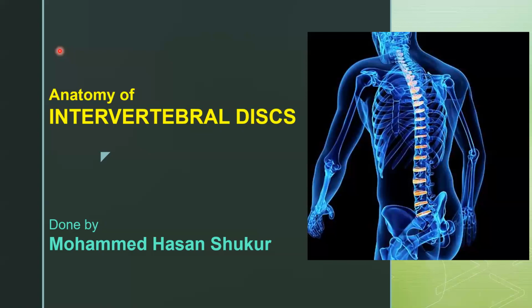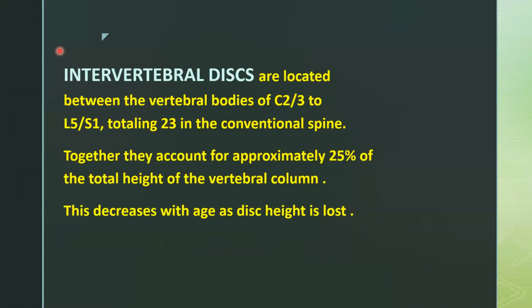Talking about the anatomy of the intervertebral disc. Intervertebral discs are located between the vertebral bodies of C2-3 to L5-S1, totaling 23 in the conventional spine. Together, they account for approximately 25% of the total height of the vertebral column.